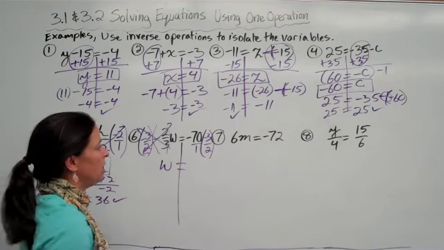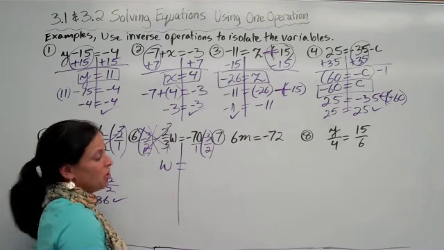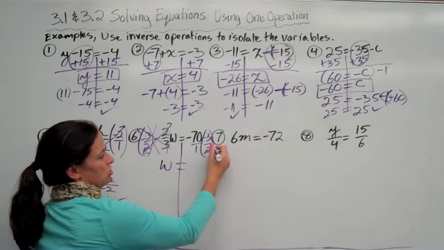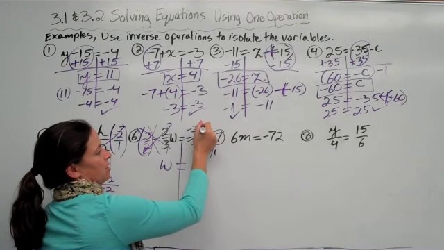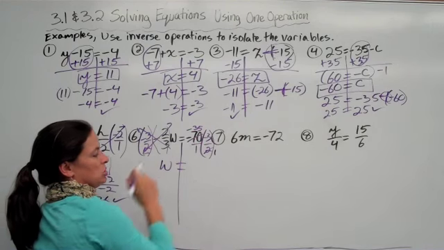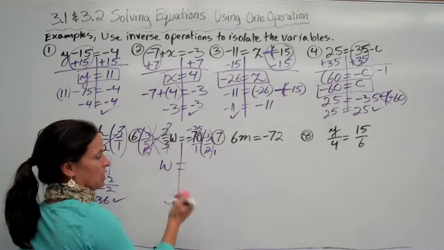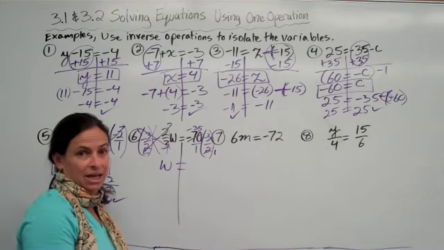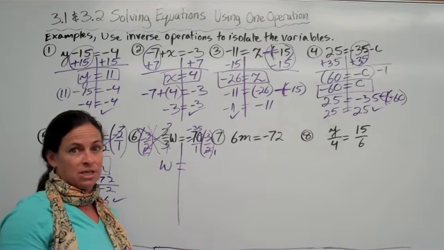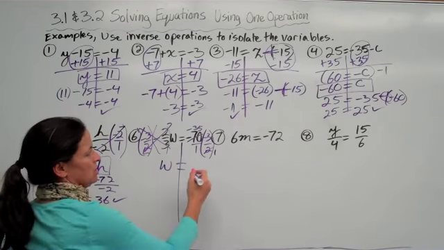Number 7, build your fence: 6 times m. I want to get m by itself. How is 6 attached? By multiplication. And what's the inverse of multiplication? Division. So instead, I could multiply by 1 over 6, the reciprocal, but I'm going to just divide by 6. Now, how do we show division? Fractions. So what I see is I have 6 divided by 6, which is 1. So I am left with 1m.